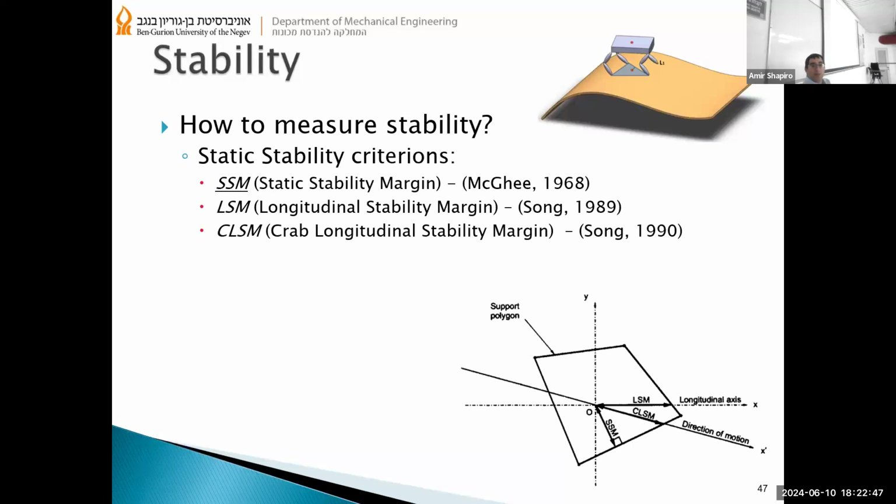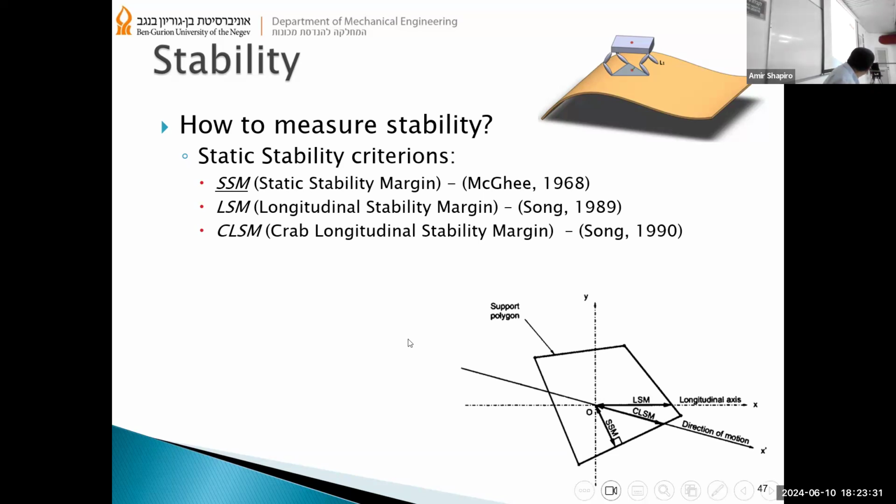So if this is the support polygon, and this is the center of mass, if this is the support polygon, so those 4 points are where the robot touches the ground, and this point in the center here is the projection of the center of mass on the ground.